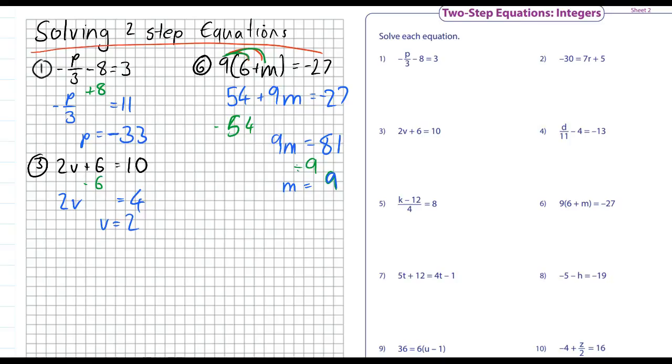Hopefully that was helpful and gave you a little bit of an insight into how these things work. They're all a little bit different, so it's going to be a bit of a choose your own adventure, but hopefully you'll have some success with it. And that was solving two-step equations.